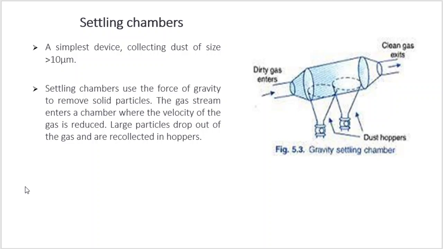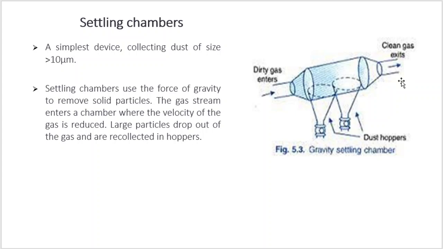It is the simplest device for collecting dust of size more than 10 micrometers. The settling chamber uses gravity to remove solid particles. The gas stream enters a chamber where the velocity of the gas is reduced. Large particles drop out of the gas and are collected in hoppers. So this is where our dirty gas enters, and this is a chamber like a silencer where the clean gas exits.